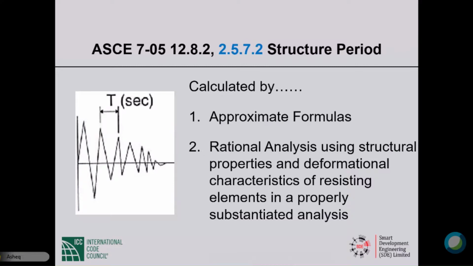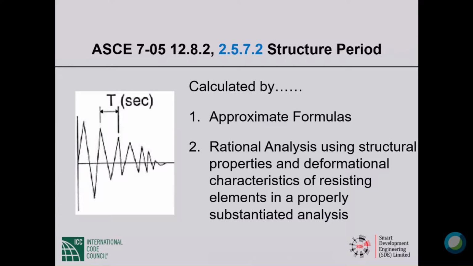That being the case, our codes give us an approximate period with which to begin the process. Okay? And having started with an approximate period, having gone part of the way through design, if we want to refine our approximate period, the code enables us to do so. We can calculate period by any rational procedure that is in conformance with the principles of mechanics.